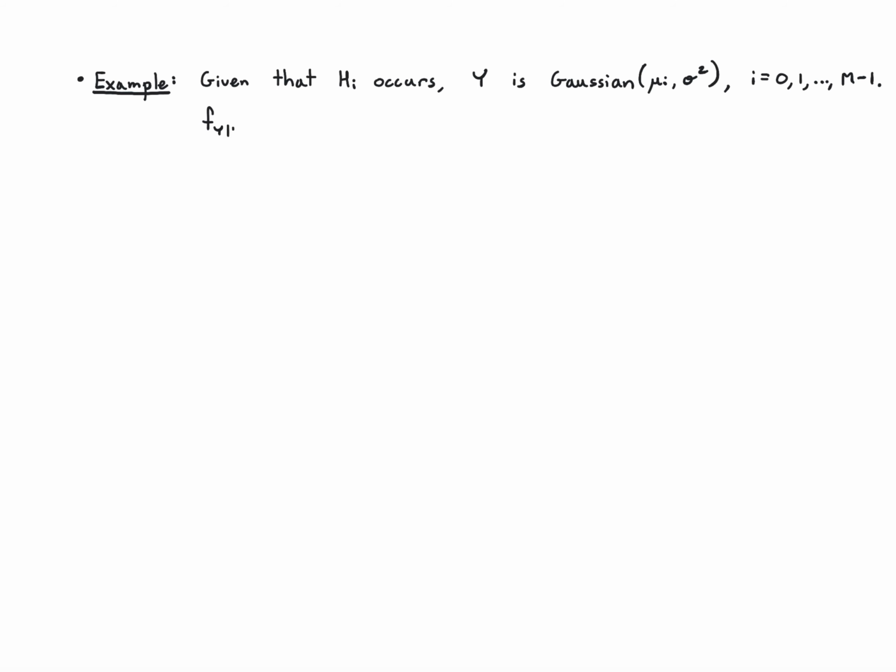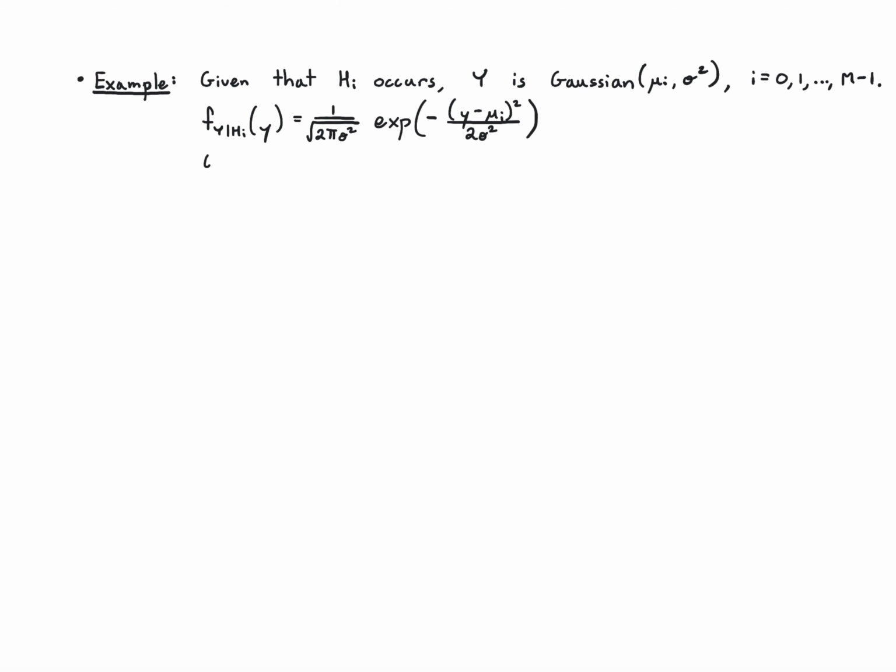Okay. What's an example of this? Well, let's generalize what we saw in the previous video where we worked with the Gaussian. So let's say under Hi, we're going to have y, which is Gaussian, and it's going to have some arbitrary mean mu i and variance sigma squared. And i is going to go from 0 up to m-1. And these mean values can be anything that you like. That means that the conditional PDF of y given Hi is going to be 1 over root 2 pi sigma squared. That's just this normalization constant. We're not going to worry too much about that. Times e to the minus y minus mu i, the mean, squared, over 2 sigma squared.